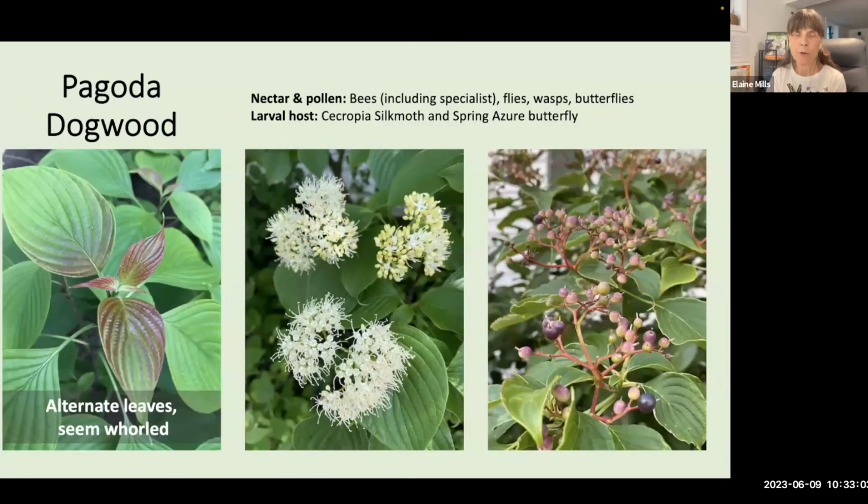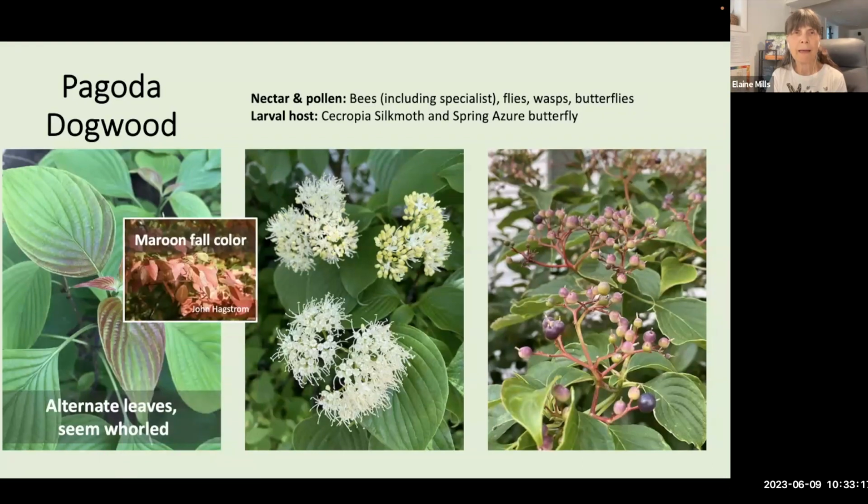It has alternate leaves, as is revealed by the species name, alternifolia. It differs in that way from other members of the Cornus genus, and these will seem whorled at the tips of the branches. It has a very attractive maroon fall color, and this plant serves as the larval host for the Cecropia silk moth and the spring azure butterfly.